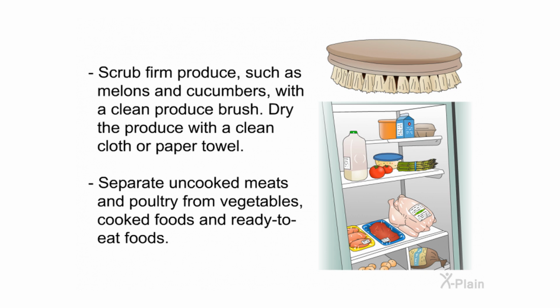Scrub firm produce such as melons and cucumbers with a clean produce brush. Dry the produce with a clean cloth or paper towel. Separate uncooked meats and poultry from vegetables, cooked foods, and ready-to-eat foods.